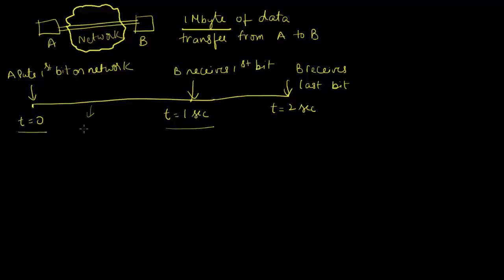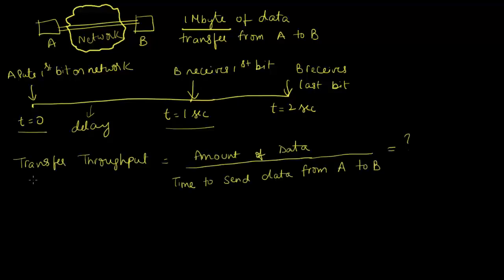Why this delay? I'm going to cover shortly. And B is going to receive the last bit at t is equal to 2 seconds. So one way to measure throughput, let me call it transfer throughput, is to measure the speed of transfer from node A to node B. This is given by the amount of data that you transferred over the time it took to send the data from A to B fully.